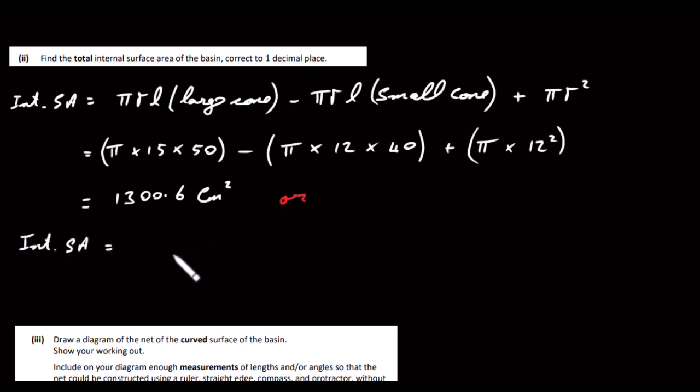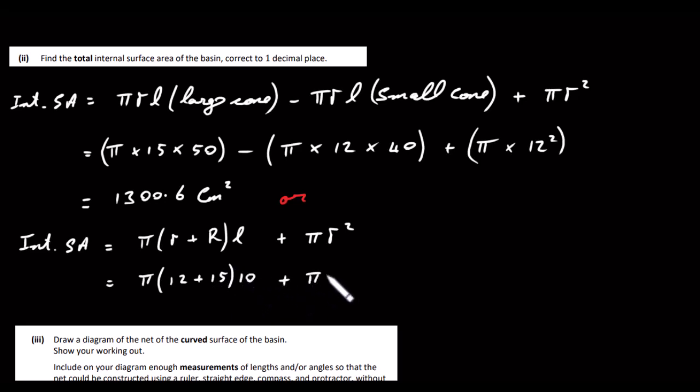Okay, so it's going to be equal to the frustum's curved surface area, which is pi times r, which is the small radius, plus R, which is the large radius, times L. And then we've got to add the circle again, which is pi r squared. So it's going to be pi times 12 plus 15 times L, in this case, is going to be 10.